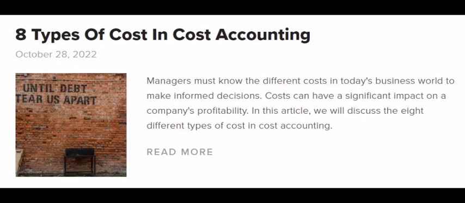Eight types of cost in cost accounting. Conclusion. In conclusion, the eight types of cost in cost accounting are direct cost, indirect cost, opportunity cost, sunk cost, fixed cost, operating cost, controllable costs, and variable costs. All these costs are important in cost accounting, and each cost type has unique characteristics. As a business owner or manager, it is crucial to understand these costs to make informed decisions about where to allocate your resources.